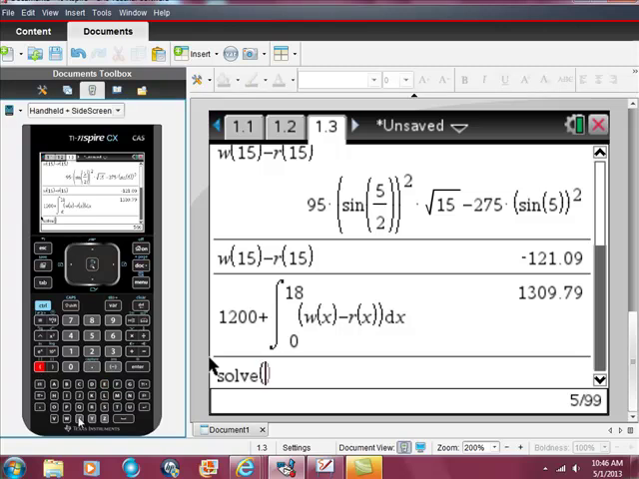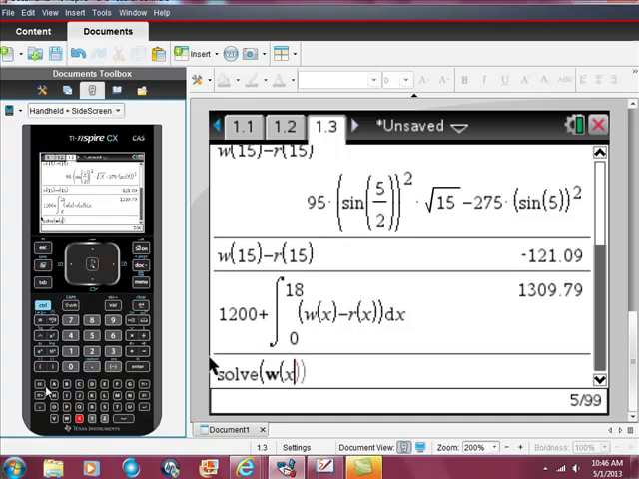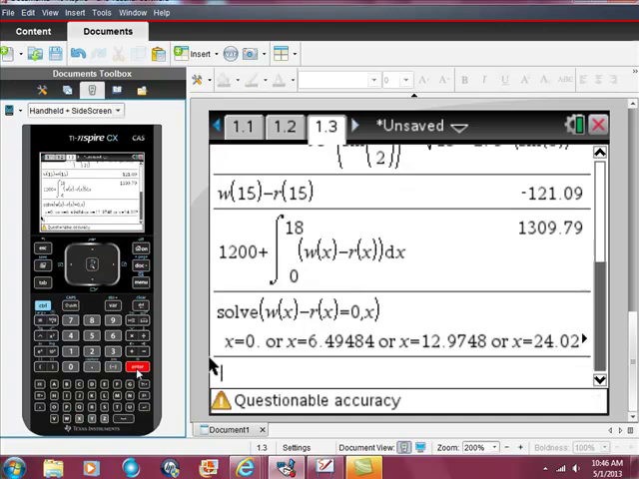When is W of x minus R of x equal to 0, comma x. So it means in terms of x, hit enter. I get this questionable accuracy thing down here, they're covering their behinds, but it's fine. We know what we're looking for.